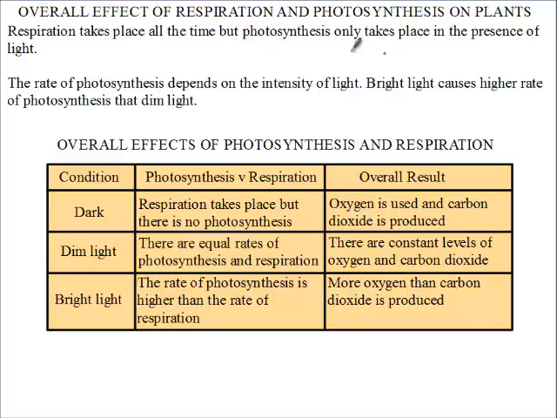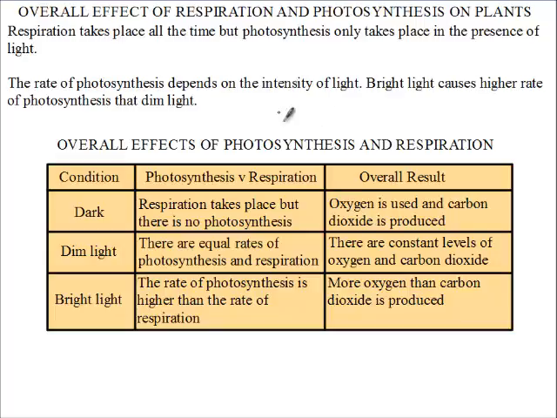But photosynthesis only takes place in the presence of light. In the dark, no photosynthesis takes place. But in the presence of light, photosynthesis takes place. The rate of photosynthesis will depend on the intensity of light. How bright the light is determines the rate of photosynthesis.